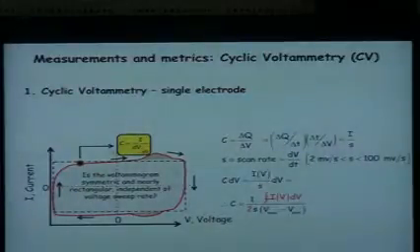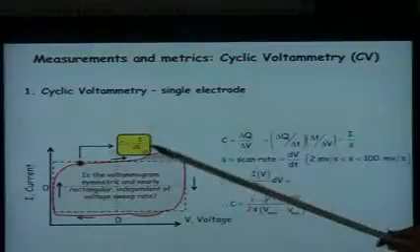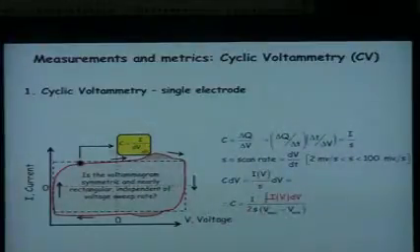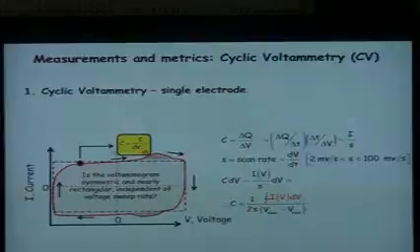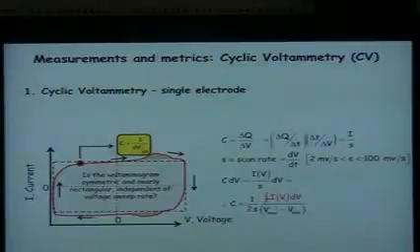Again, you do it at a constant rate, that is the time derivative of voltage. It's in the denominator of the yellow box here. You do that at a constant rate. The capacitance is actually just the current that you measure divided by that sweep rate, that voltage rate.